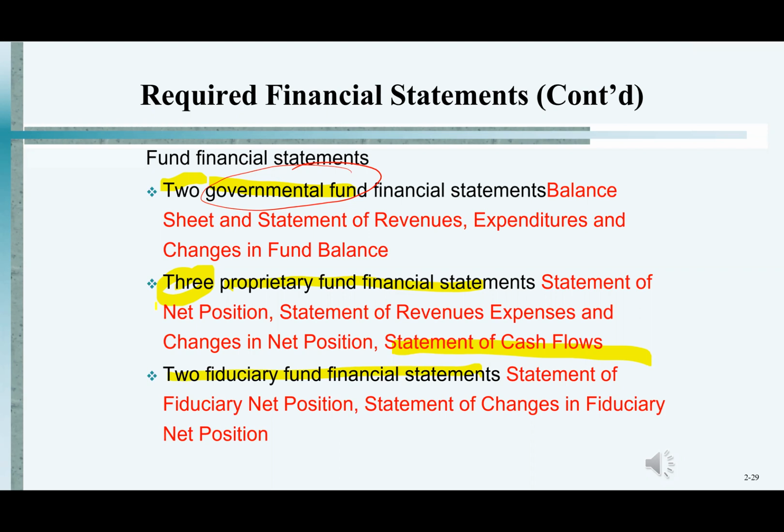Yes, Professor, may I ask why it's only the proprietary fund that requires a statement of cash flows? Well, the sarcastic answer is because GASB said so. But I think GASB's logic there is that the proprietary fund is the one that is more like a business. And so understanding the cash flows of a business is a very important evaluation tool that is used in for-profit and commercial accounting. So they thought it would be beneficial to users to understand the cash flow.